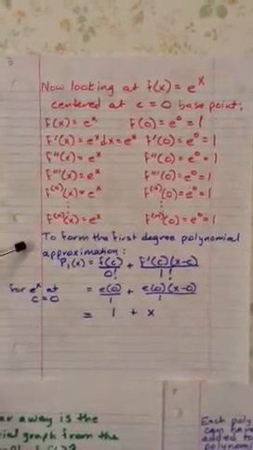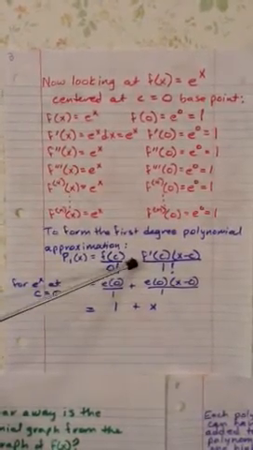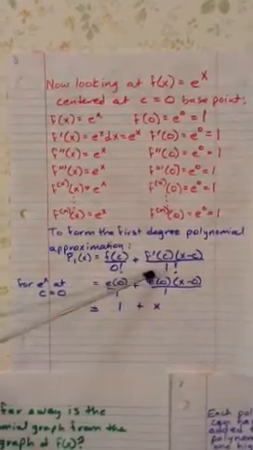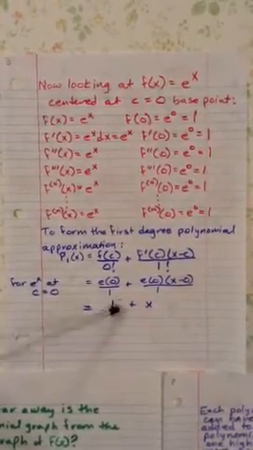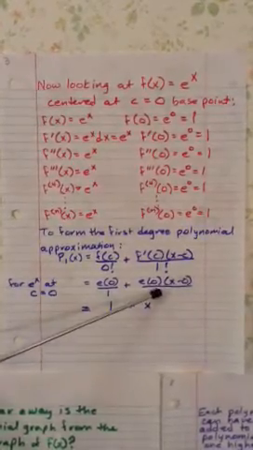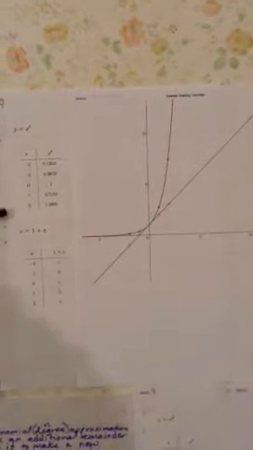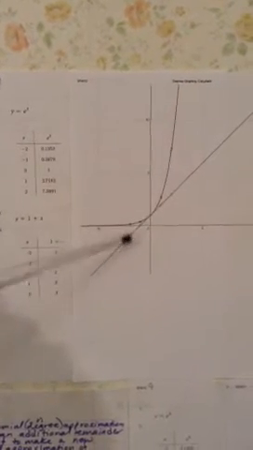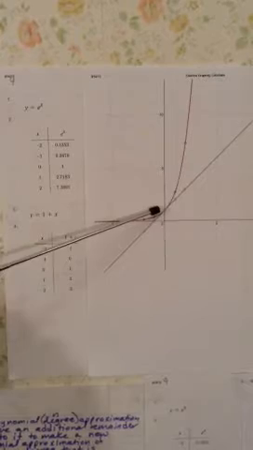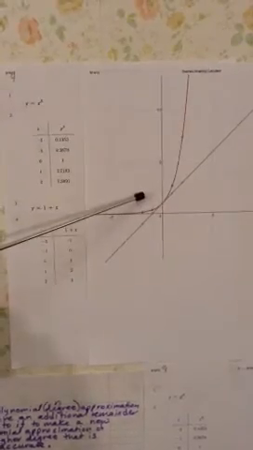To form the first degree polynomial approximation, p sub 1 of x equals f of c over 0 factorial plus the first derivative at c times x minus c over 1 factorial. For e to the x at c equals 0, e to the 0 over 1 is just 1. E to the 0 times x minus 0 over 1 is just 1x over 1, which is just x. And to the right, here are the tables. First is a table of e to the x, and then the linear approximation 1 plus x. Notice they meet at the x equals 0 value, the c equals 0 value, at 1. But that's the only point where they line up.